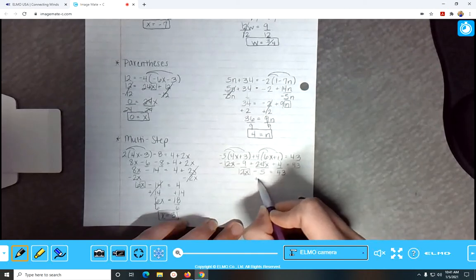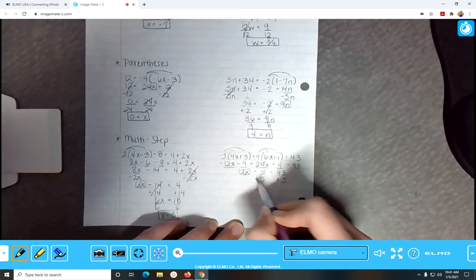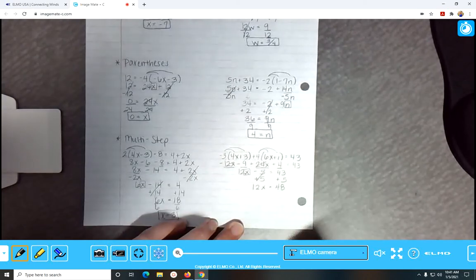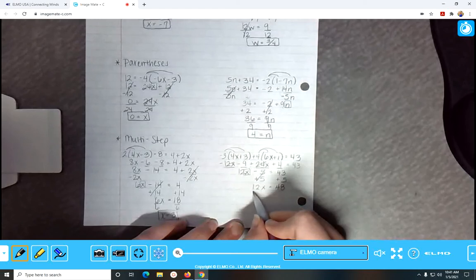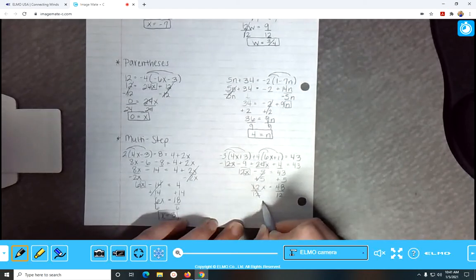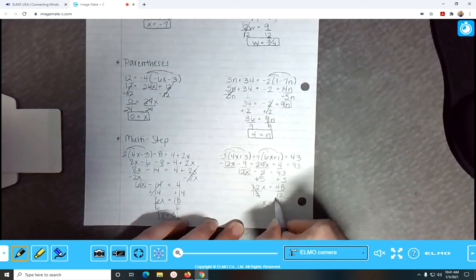Alright, now we want to work on isolating the x, which means we're going to need to get rid of this -5, so add 5 to both sides of the problem. So we have 12x equals 48. And then we want to get rid of the 12 by dividing. And 48 divided by 12 is 4. So our solution is 4.